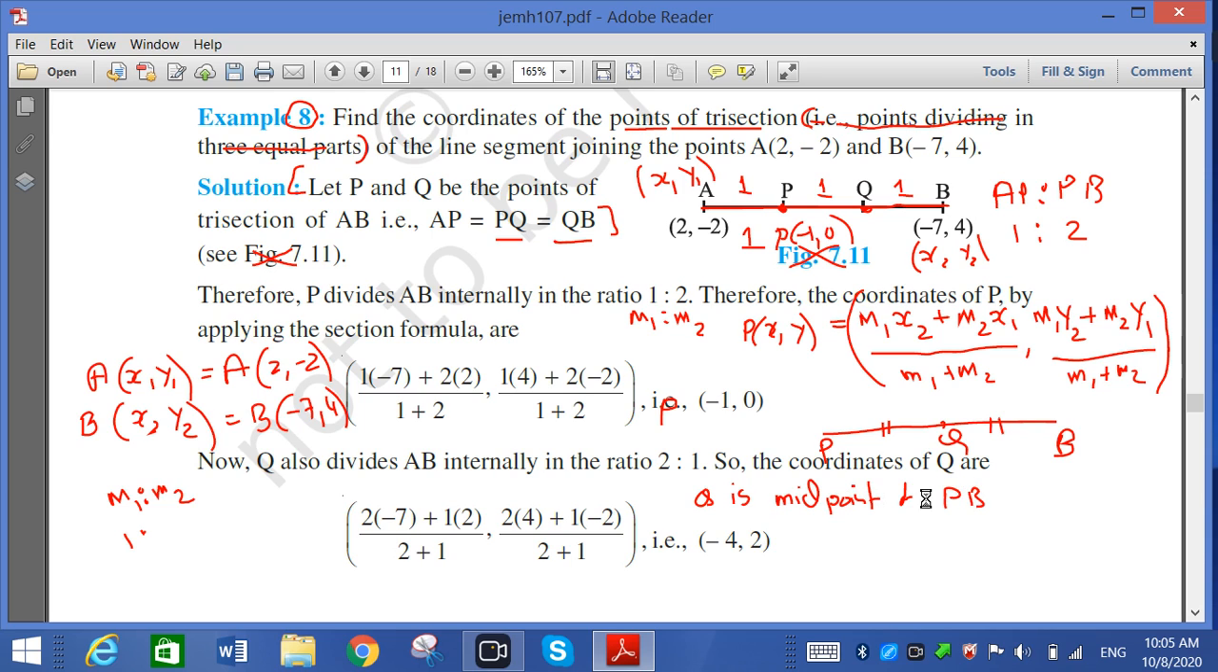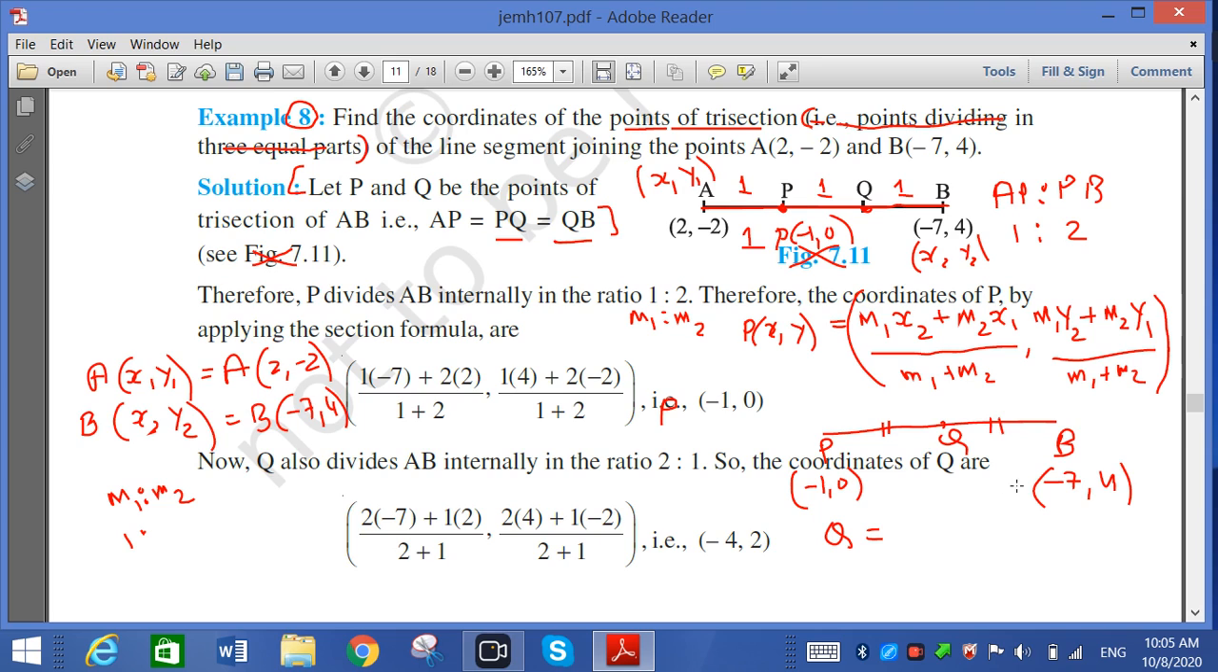So when a midpoint is given, we can directly apply (x1 plus x2) divided by 2. The coordinate of Q is minus 1 comma 0, and the coordinate of B is minus 7 comma 4. Now to find the coordinate of Q, we can directly apply it. It is not necessary to write Q with x1 plus x2 by 2.